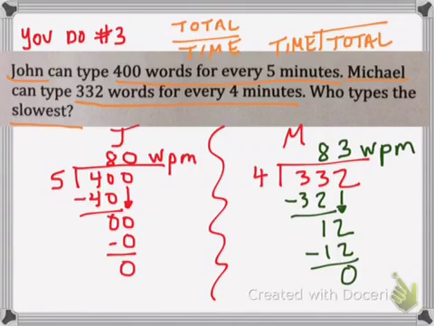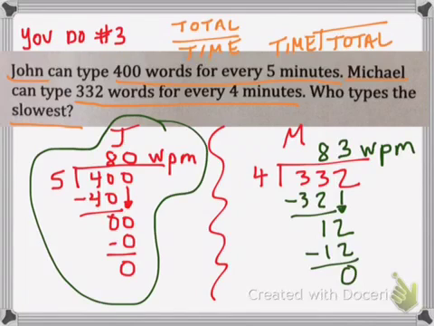So who types the slowest? I see that John types slower because he only types 80 words per minute versus Michael's 83 words per minute. So for you do number 3, the correct answer is John.